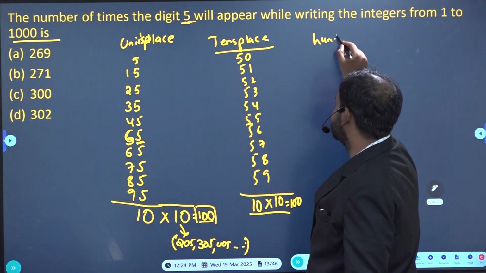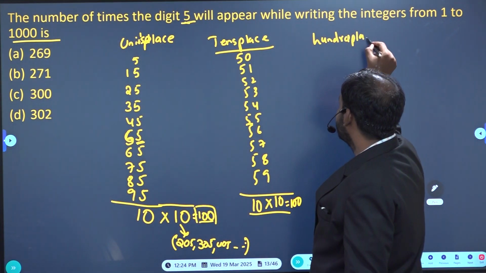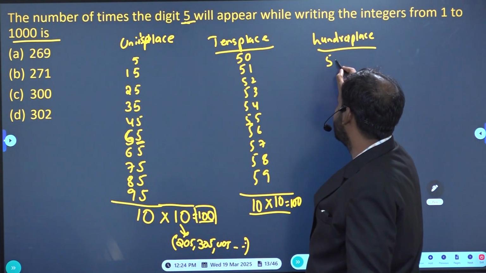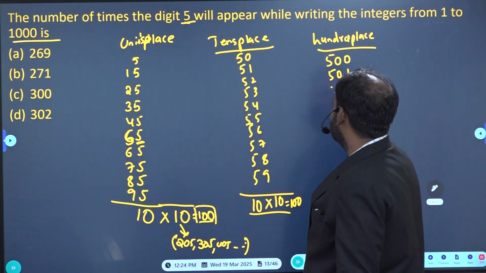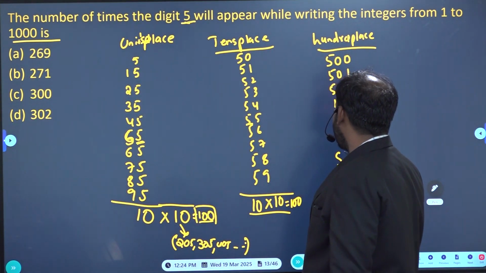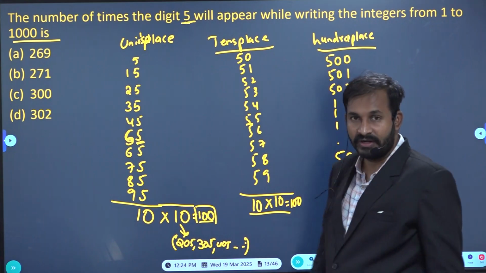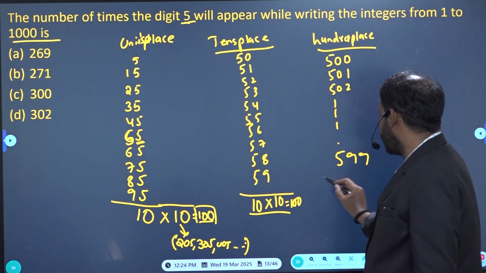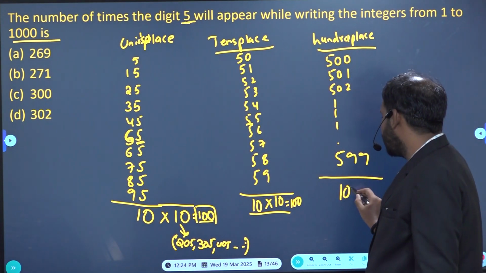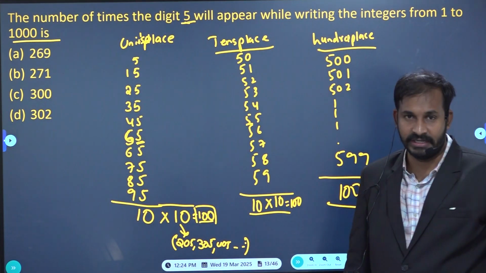Next, in the hundreds place. In the hundreds place, how many times? 500, 501, 502 and so on up to 599. So how many will I have? 0 to 99 means I will have 100 here.